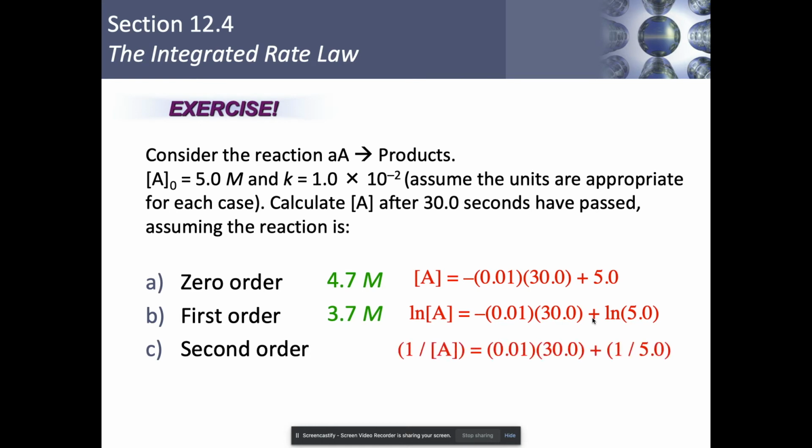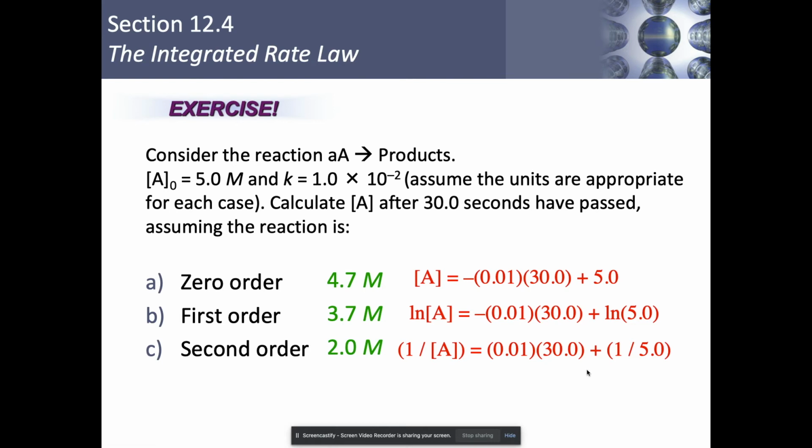For second order, a little bit more fun, right? We have to take our inverse at the end. We have 1 over A equals the following. Notice it's a positive slope. And then we have to flip A over at the end. So we'd have to take this entire thing over 1, and we end up getting 2.0 moles per liter. Does this make sense?